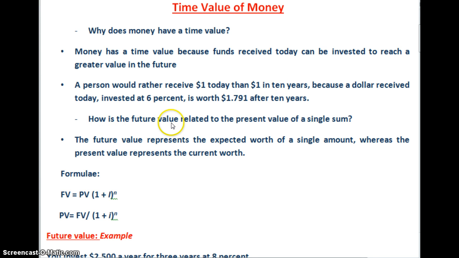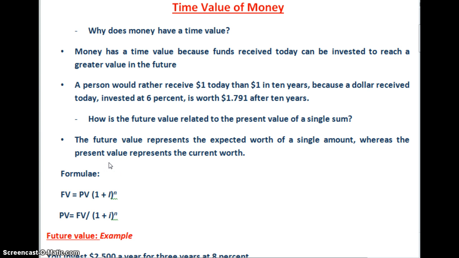How is the future value related to the present value of a single sum? The future value represents the expected worth of a single amount, whereas the present value represents the current worth. That's the difference between the future value and the present value.